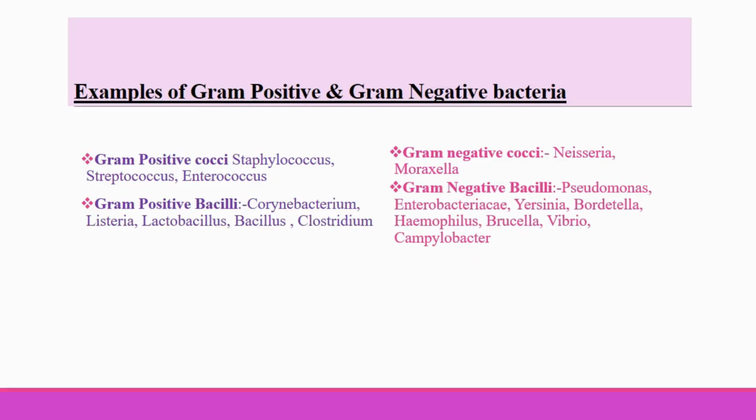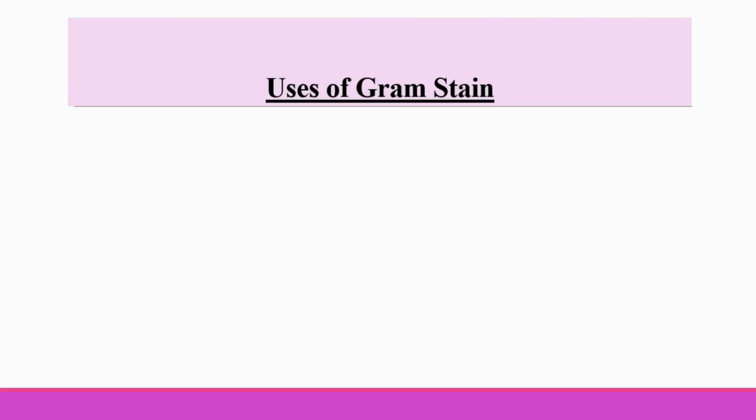Then comes the gram-negative bacilli, which includes Pseudomonas, all the Enterobacterales, which has Escherichia coli, Klebsiella pneumoniae, Proteus, Shigella, Salmonella. Then there are certain other organisms also like Yersinia, Bordetella, Brucella, Vibrio, Campylobacter. So they are all gram-negative. So next we are going to see the uses of gram stain.